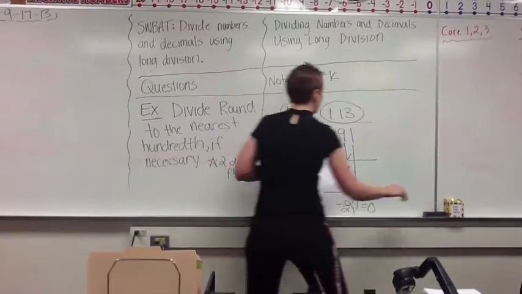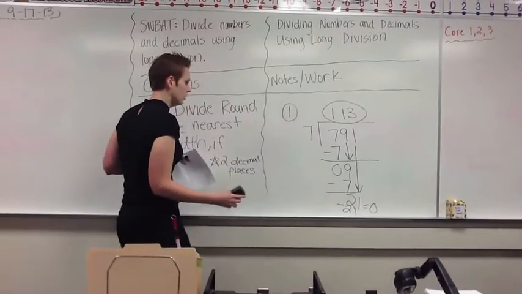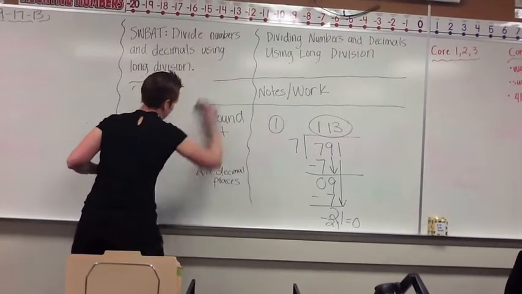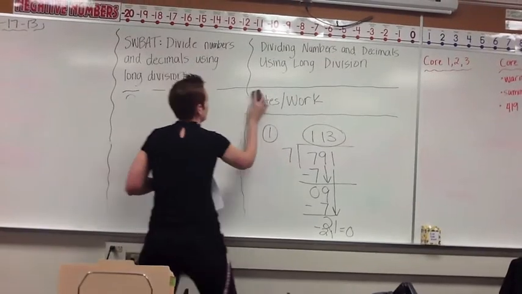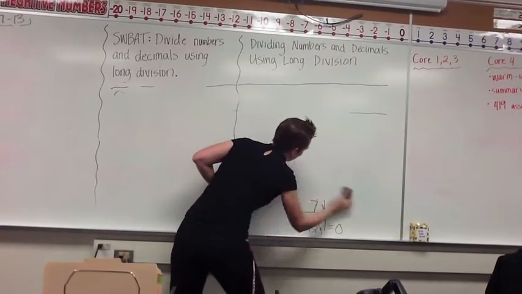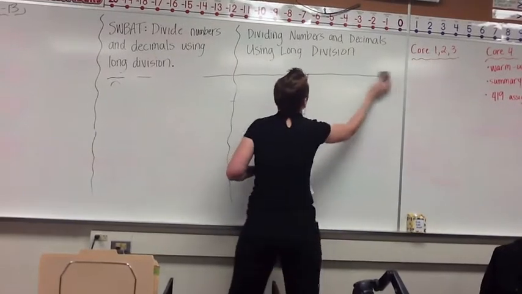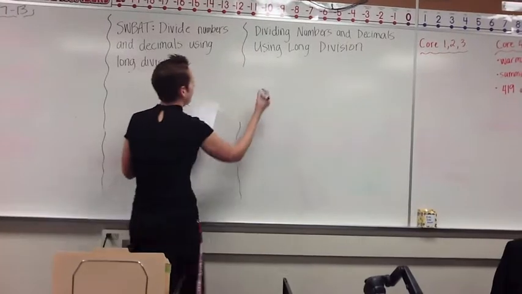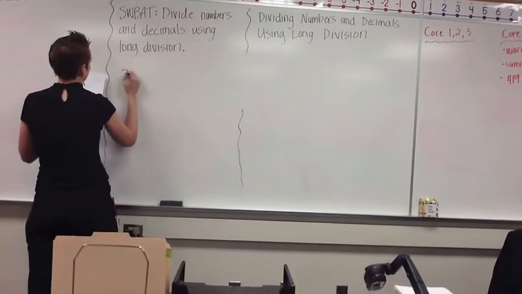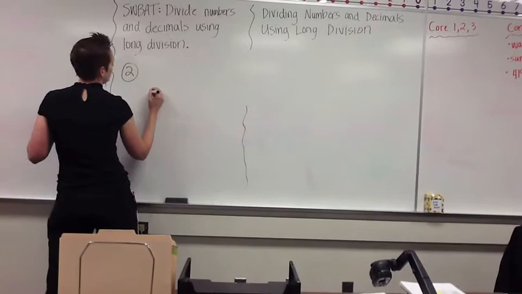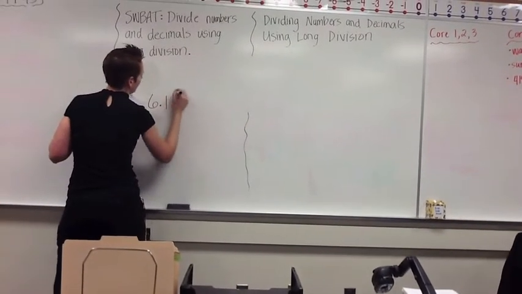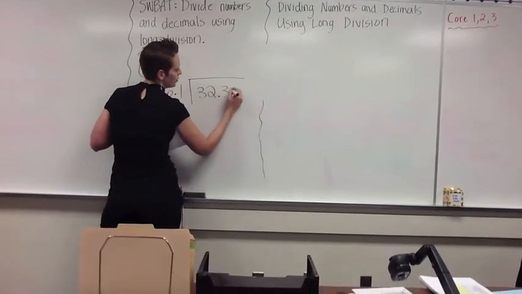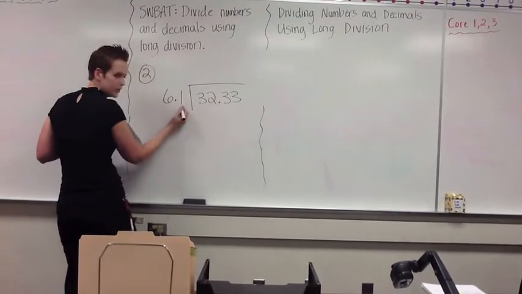That divided nice and easy for our first example. For our next example, you're going to have 32.33 divided by 6.1.